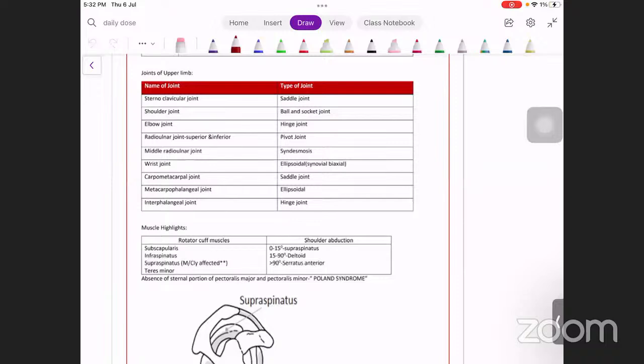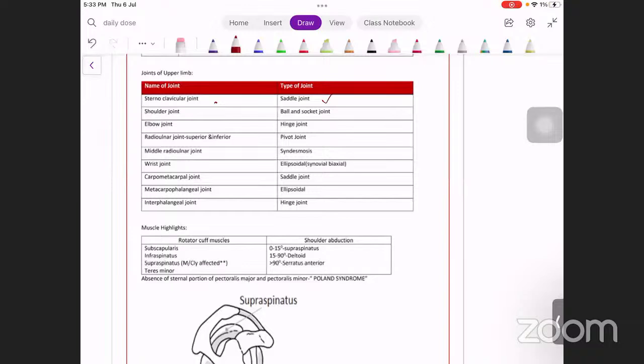Speaking about the joints of your upper limb: what joints are present in the upper limb and what type of joint each is, is a pretty important question, which has been asked several times in previous FMGEs too. If they want to test whether your musculoskeletal system is good or not, they may ask you this. So what type of joint is your sternoclavicular joint?